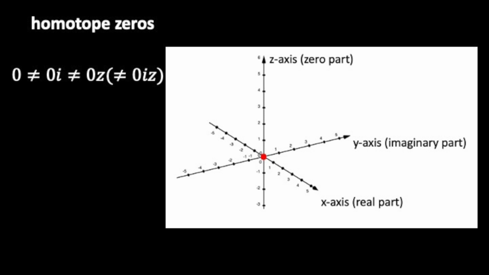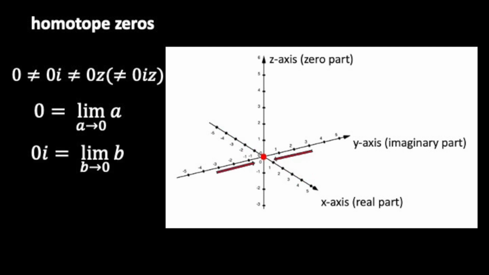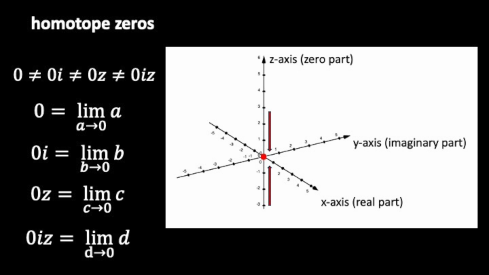The real 0 is the 0 that is obtained by approaching the origin along the real axis. This is the limit of the real part as it approaches 0. Similarly, 0i is the limit for the imaginary part along the imaginary axis, 0z for the zero part along the zero axis, and 0iz for the meta part along the meta axis. Because these distinct zeros are located at the same point in space, I refer to them as homotope or homotopic zeros.